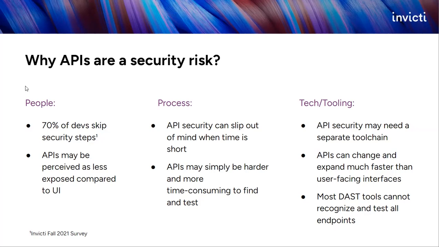As we move to process, unless it's deeply embedded into development and testing workflows, API security can slip out of mind when time is short and release deadlines loom. This is an artifact of the velocity, again, of software development today. APIs may simply be harder and more time-consuming to find, and then, of course, document and test. But if the necessary rigor isn't in place around the documentation of these APIs, finding them later becomes extremely difficult under time constraints.